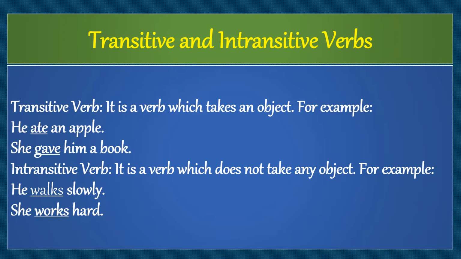Intransitive verb. It is a verb which does not take any object. For example, he walks slowly. She works hard. In the first one, walks is an intransitive verb and slowly is an adverb. So there is no object in this sentence. In the same way, she works hard. In this sentence, hard is an adverb and works is an intransitive verb.